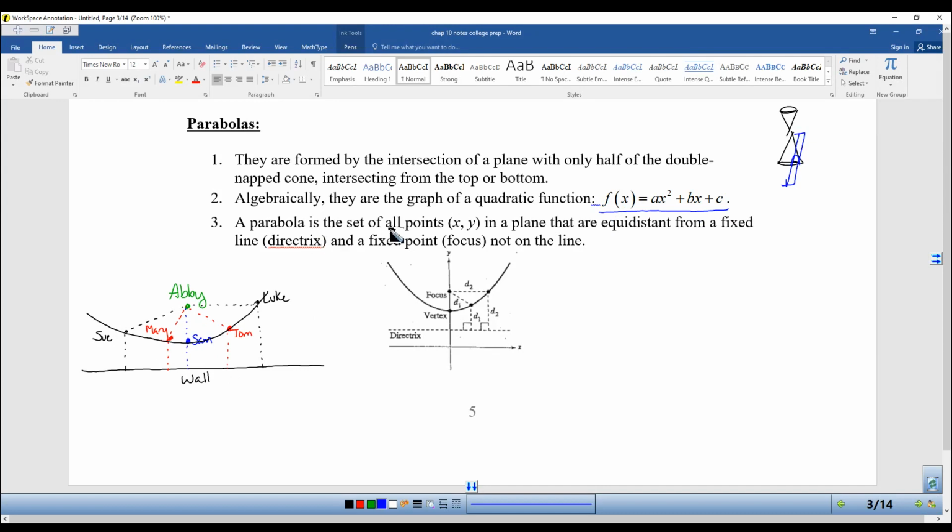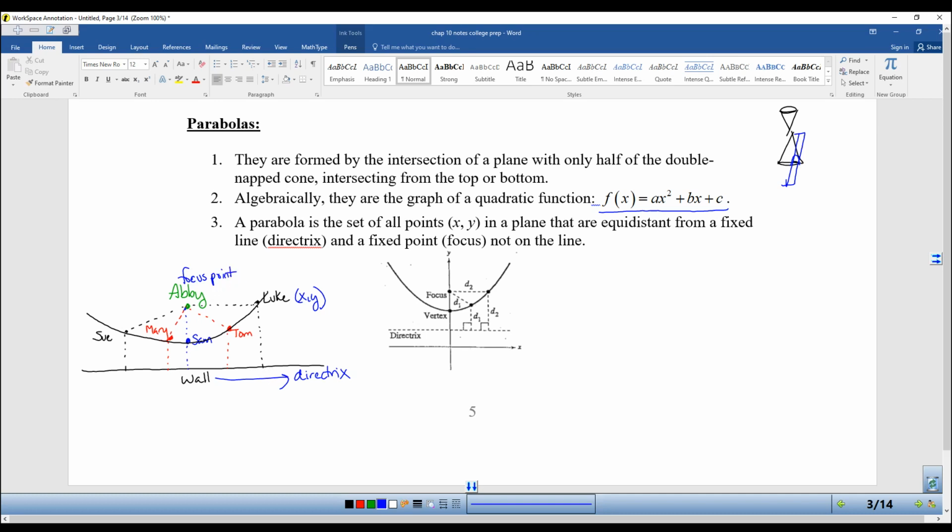A parabola is the set of all points, like Luke, a point (x, y) in a plane, that are equidistant from a fixed line. This wall is called the directrix. The wall is the directrix. So they're equidistant from a fixed line and a fixed point. Abby is the focus point.